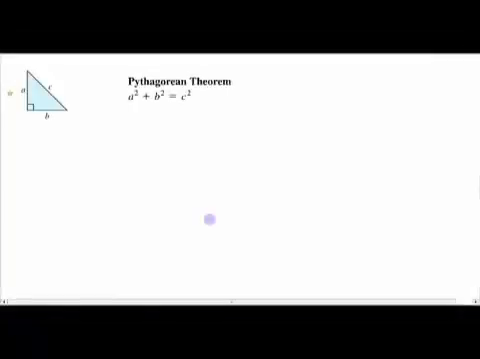You might recall the Pythagorean theorem, a squared plus b squared equals c squared. Now a and b are always legs of the right triangle. They're the sides that make the right angle. C is always opposite the right angle. It's always the longest side, and it's called the hypotenuse.